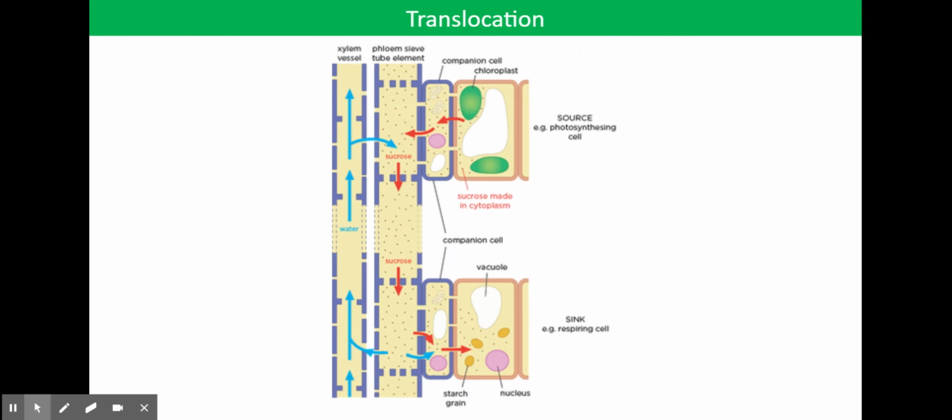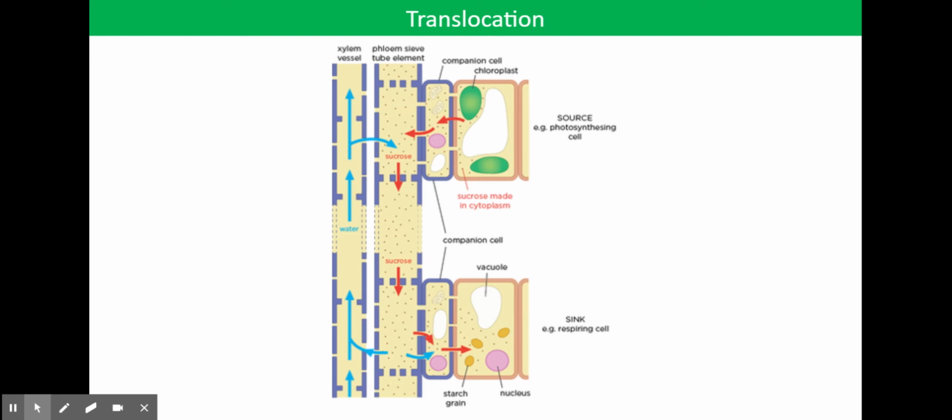A sink is anywhere that removes sucrose from the phloem sieve tubes. The sucrose can be used for respiration and growth in a meristem, or it can be converted to starch for storage in a root. Where sucrose is being used in the cells, it can diffuse out of the sieve tube via the plasmodesmata. It may also be removed by active transport.